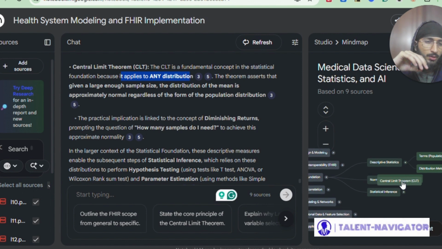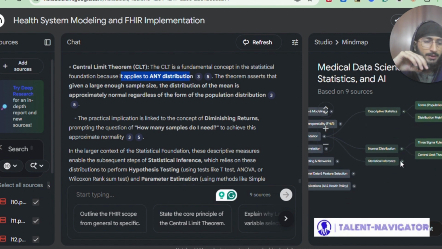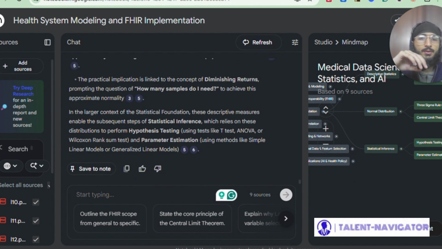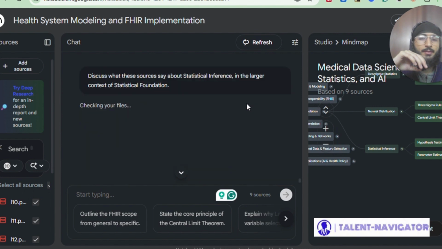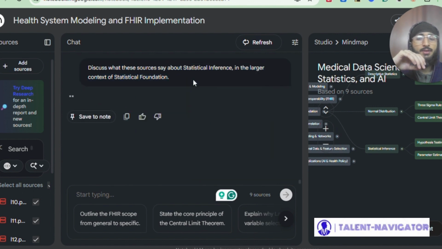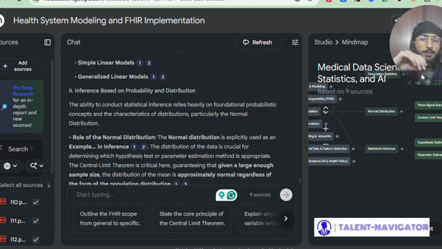Now, moving on, we've done this, and as you can see, we have done all these things. Let us go through statistical inference. So that's the question that is popping up in my head. So let's discuss what the sources say about statistical inference in the larger context of statistical foundation. Right. So we'll be discussing that.